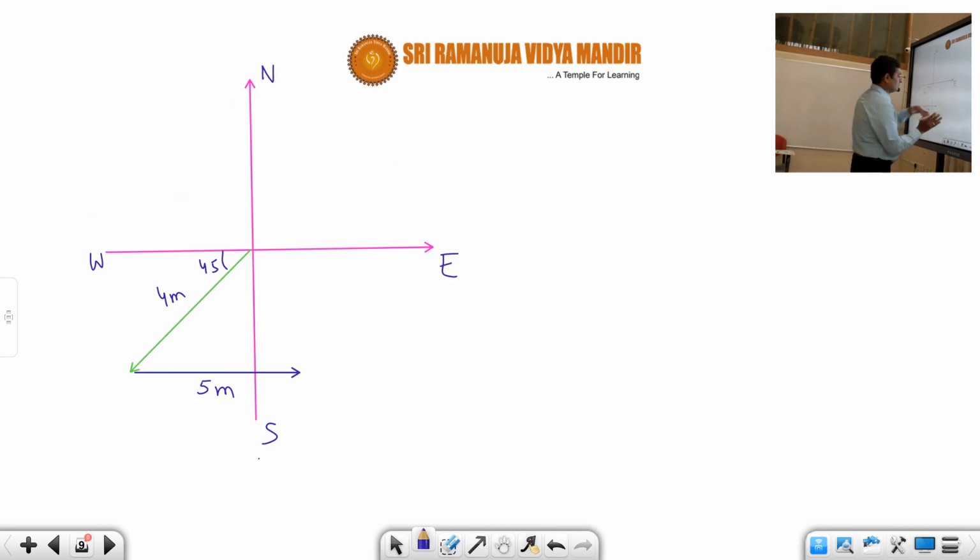North of east means first we have to start from east. So basically this is east only, students. Right now this is east only. North of east means basically this is the east, students. So from here, 60 degrees north of east means like this, students.